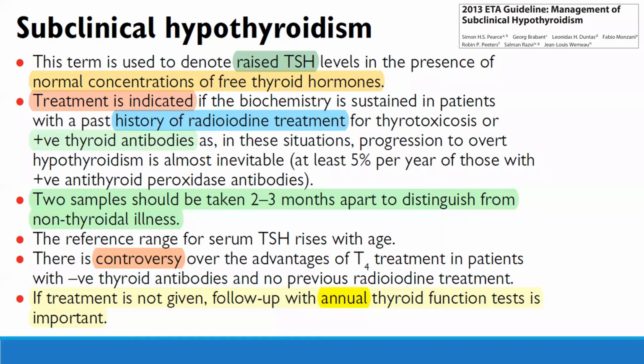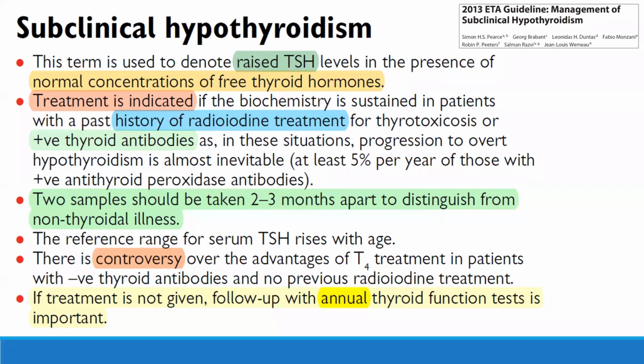But actually, a diagnosis of subclinical hypothyroidism means 2 samples should be taken 2 to 3 months apart to distinguish from non-thyroidal illness. The same for subclinical hyperthyroidism. We should do a repeat sample within 2 to 3 months to label the patient as persistent subclinical hyperthyroidism. And don't forget that the reference range of the TSH rises with age, and there is a different TSH reference range during pregnancy.